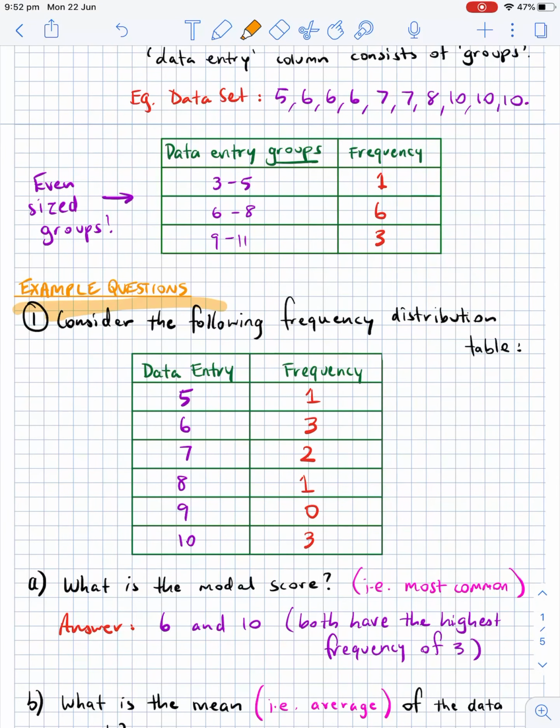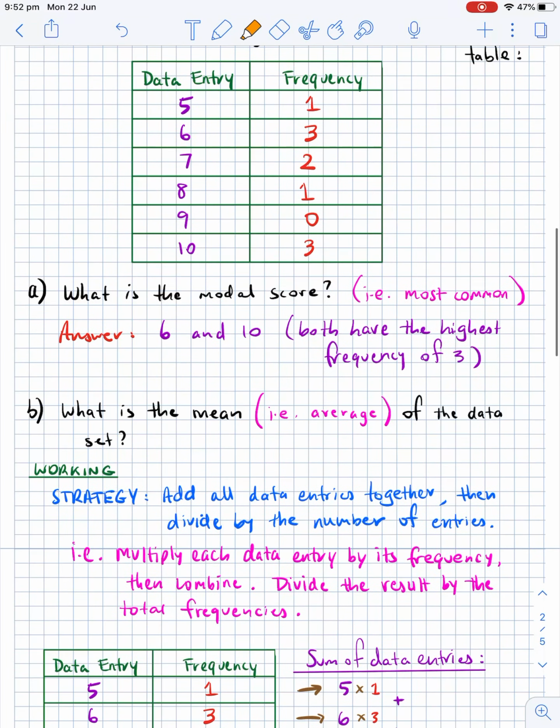Let's do some example questions with these. So consider the following frequency distribution table. So here's our distribution table here. What is the modal score? So the mode of a data set is the most common. We can see that 6 and 10 came up the most. They had frequencies of 3. So therefore, our mode is 6 and 10. They both have the highest frequency.